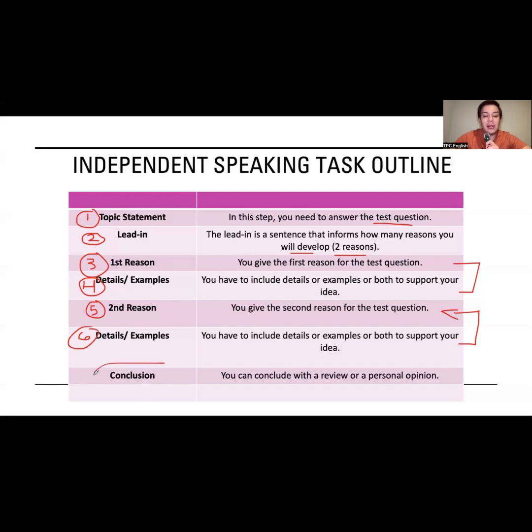Okay, and finally the conclusion. You can conclude with a review or a personal opinion. In the following example, I'm going to show you how it can be done as a review, but in the personal opinion part, it is just kind of your final thought about the test question. Okay, you can do it in that way. You can do it as you prefer. All right.